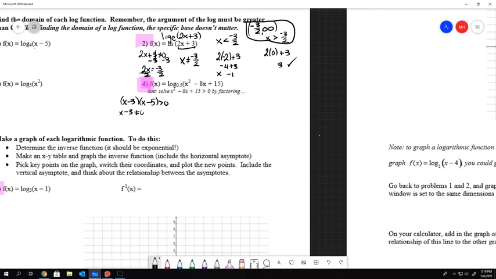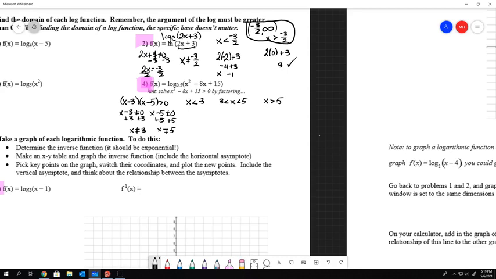x minus 3 does not equal 0. And x minus 5 does not equal 0, just like the last one. So if we solve both of these real quick, I'm going to add 3 to both sides, add 5 to both sides, we see that x cannot be 3 and it cannot be 5. But I know I can be something less than 3. We can be in between 3 and 5. And we can be something greater than 5. So this time we have 3 things to check.